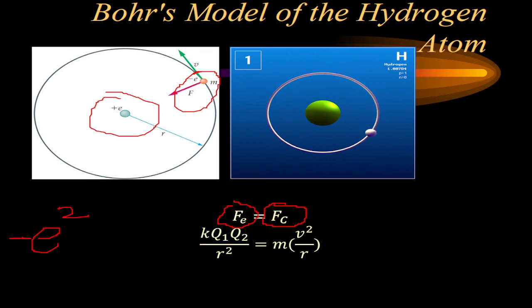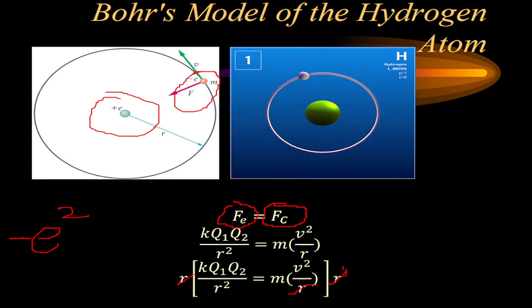So we're gonna have k times q sub 1 times q sub 2 all over r squared, and is equal to Fc, which is equivalent to mass times the velocity squared all over r. So we can actually remove one r by multiplying r to both sides. All right, so we'll see here that r will cancel out, and another r will just remain out there.